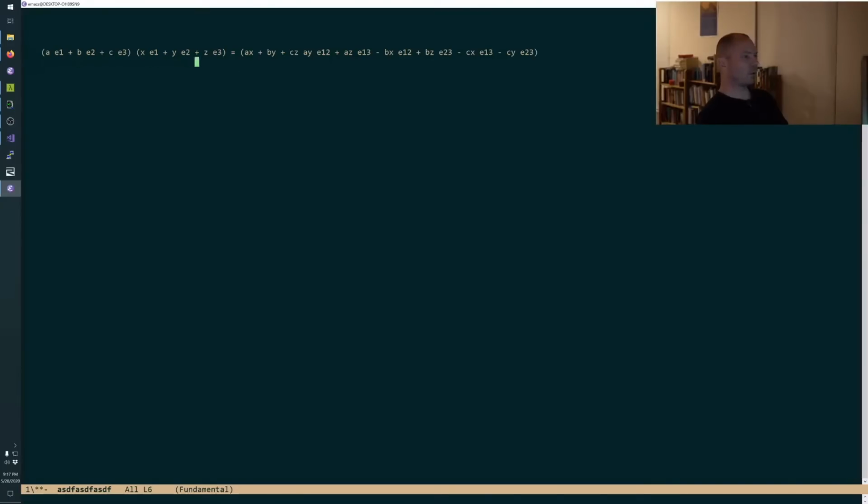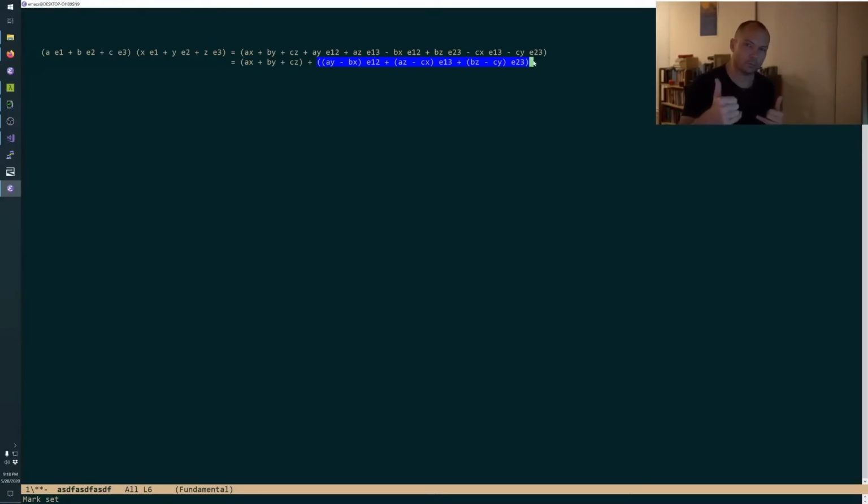I missed a plus here. Sorry, that's confusing. This is the dot product, that's a scalar, plus (AY minus BX) E12 plus (AZ minus CX) E13 plus (BZ minus CY) E23. Okay, hopefully I didn't make a huge mistake, but this might start to look familiar. So this is the dot product, this is the cross product. So the actual product, if you multiply two vectors together, you get the dot product and the cross product as the output. But this isn't exactly the cross product, it's the wedge product.